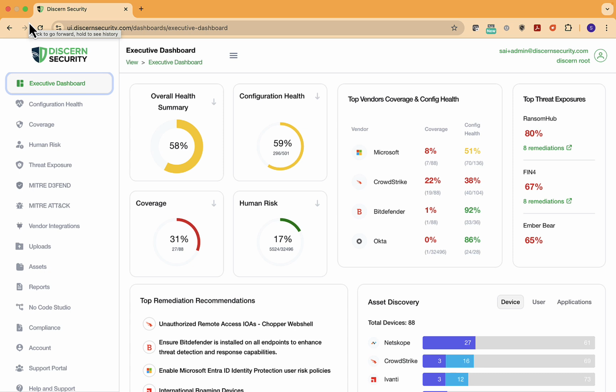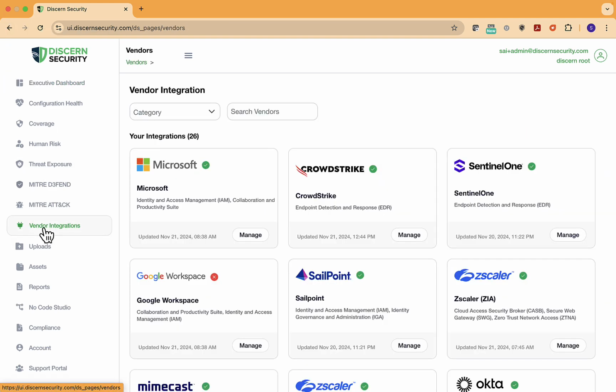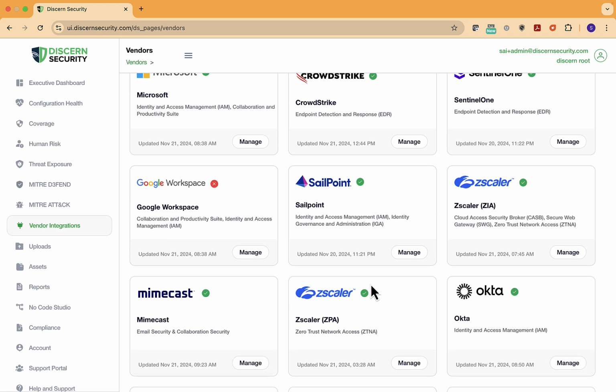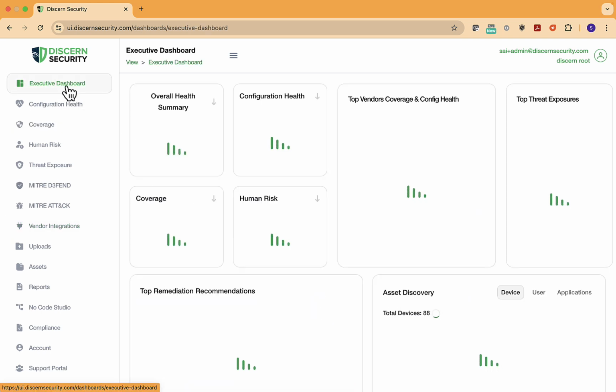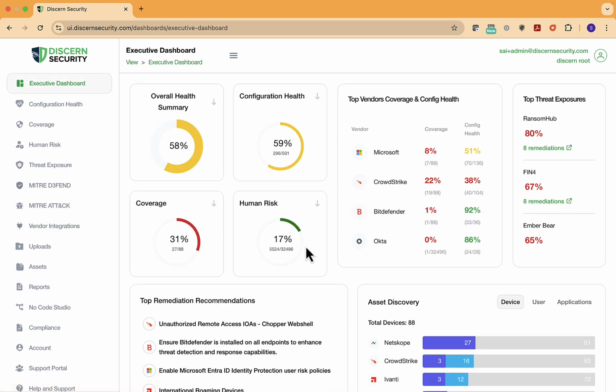The way Discern calculates human risk is a big differentiator for us. How do we calculate human risk? We integrate with major security platforms including Microsoft, CrowdStrike, Zscaler, SailPoint, Mimecast, etc. And we use the data that we collect from these platforms to compute human risk. As you can see in this example, we've given the customer a low human risk score of 17%, which is actually good. So how do we compute this human risk?